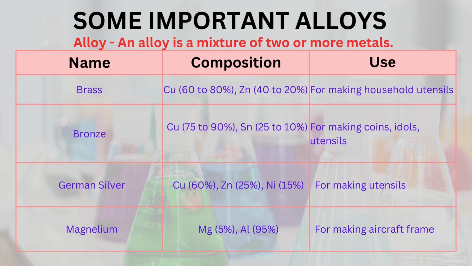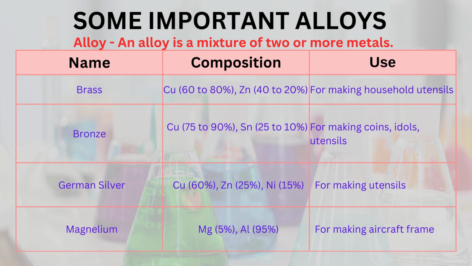Then bronze. Composition is copper and tin. Copper is 70 to 90%, tin is 25 to 10%. Uses: making coins, idols and utensils also. Then German silver. Composition is copper, zinc and nickel. Percentage of copper is 60%, zinc is 25%, nickel is 15%. Uses is for making utensils.